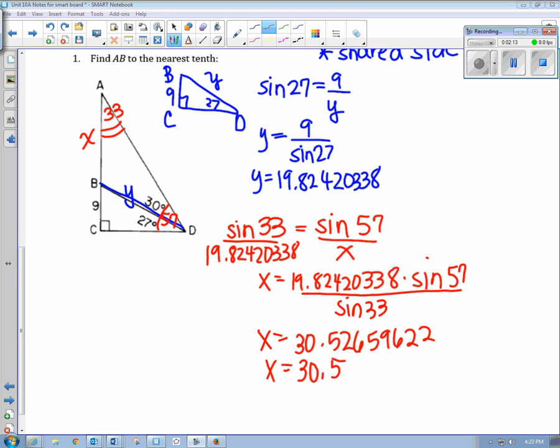So I've set up my proportion with the law of sines. In this, don't forget the side across from the 33-degree angle is this big long decimal that we have right here that we figured out for Y. I've cross-multiplied and solved. Got the big long decimal. Remember, carrying the whole 19.8242038 all the way till the end. And I round in my final step. So my final answer in this case, 30.5, where it's rounded to the nearest tenth.